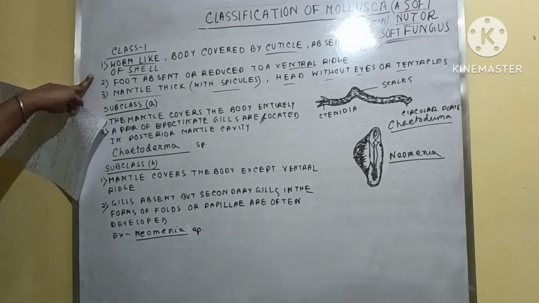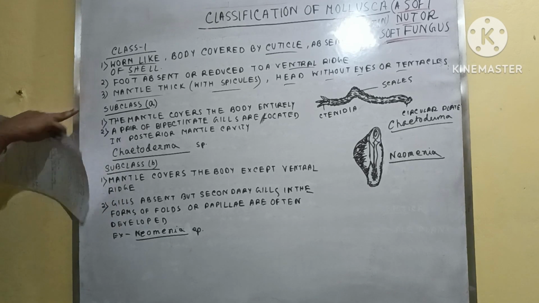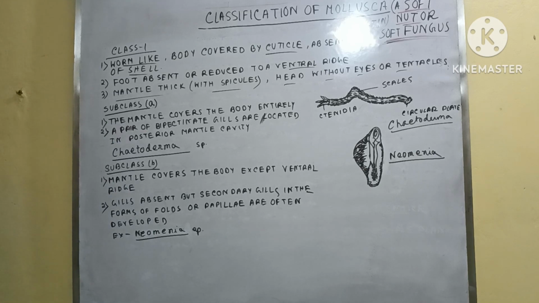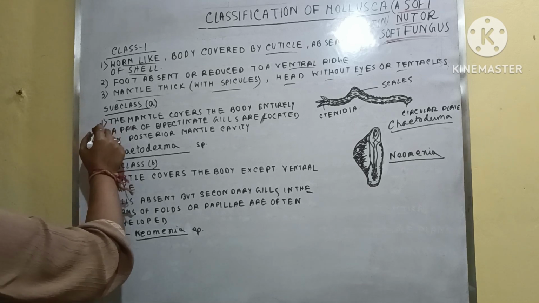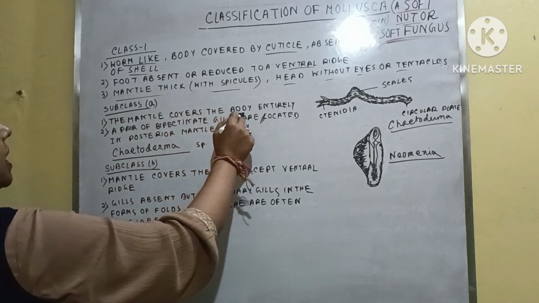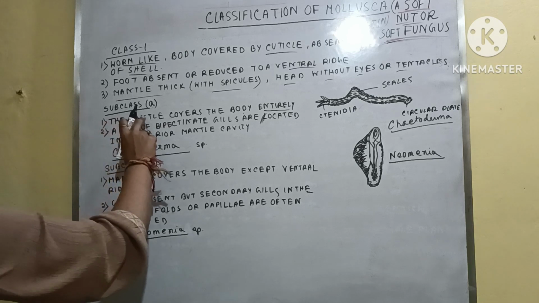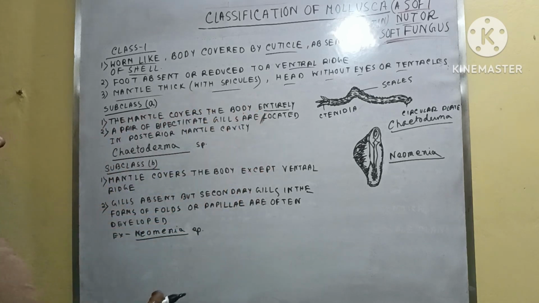These are the class Placophoran features, and under this class there are two subclasses. What are they? Chaetodermomorpha, and the second one is Neomeniomorpha. For the first one, the feature is that the mantle covers the body entirely.